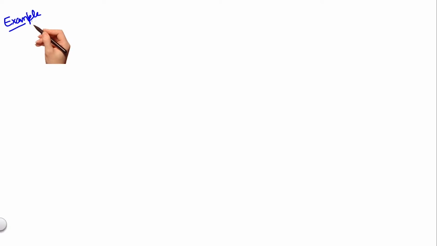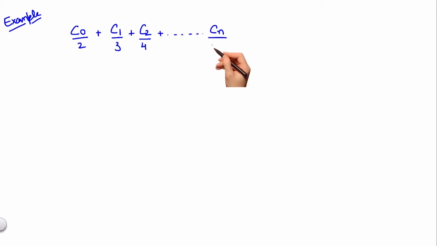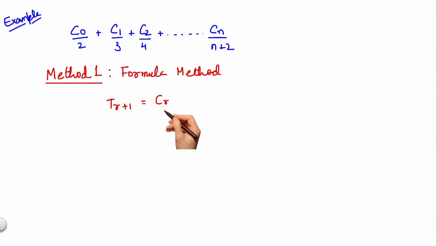Let's consider another example. Find out the sum of C0 by 2 plus C1 by 3 plus C2 by 4 until Cn divided by n plus 2. Let's first try solving this using the formula method. In this case, it is clear that the general term is given by Cr upon r plus 2.